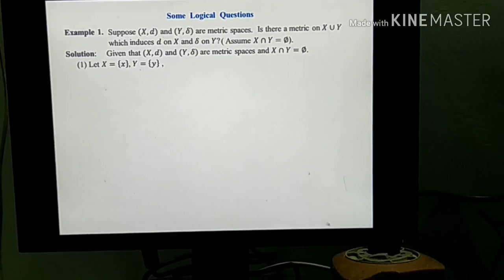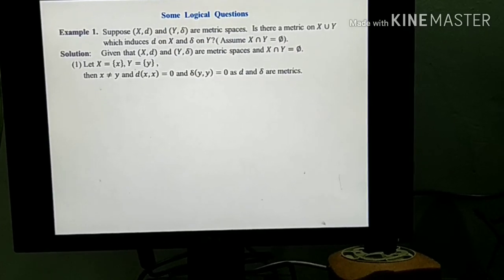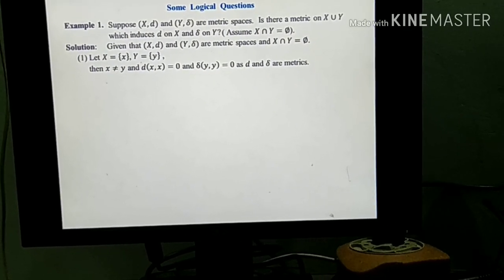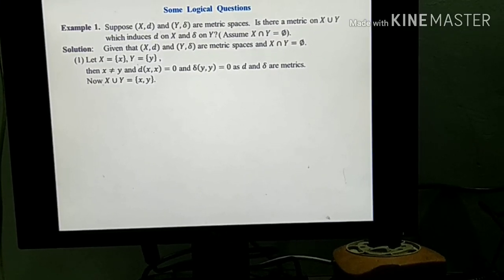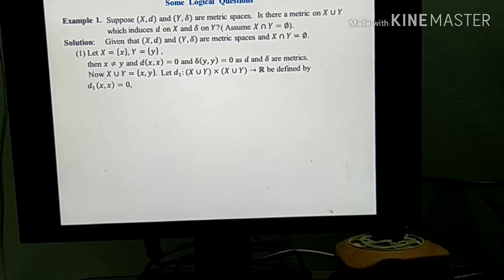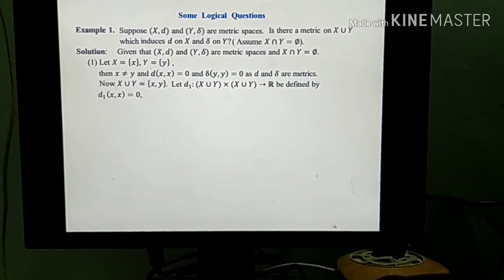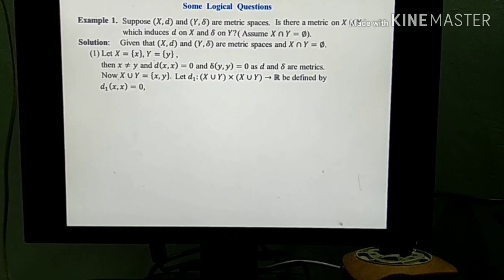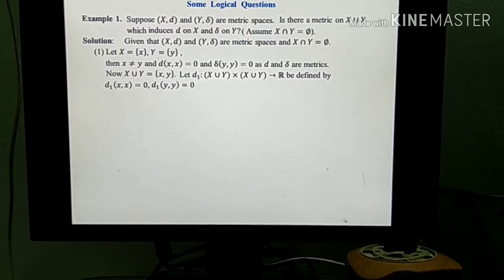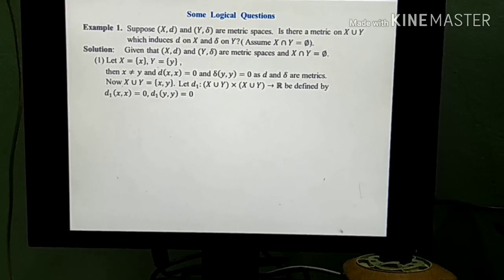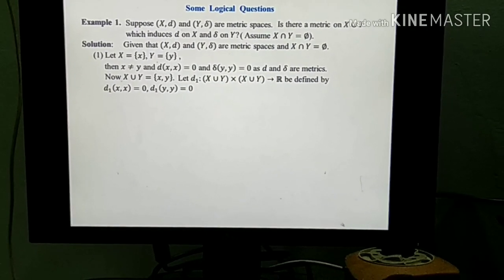Therefore we have to define a function on X union Y cross X union Y to R as d1(x, x) is equal to 0, d1(y, y) is equal to 0, and the third possibility, d1(x, y) or d1(y, x), both are equal to 1.